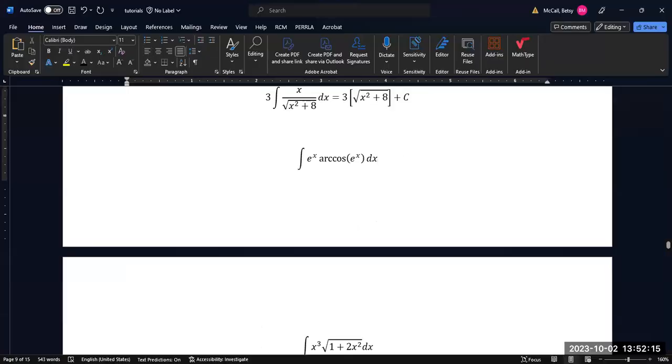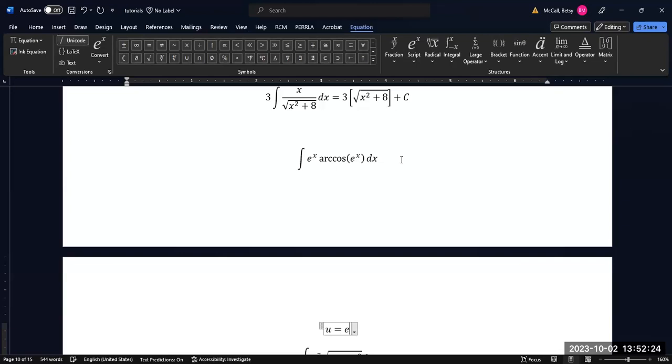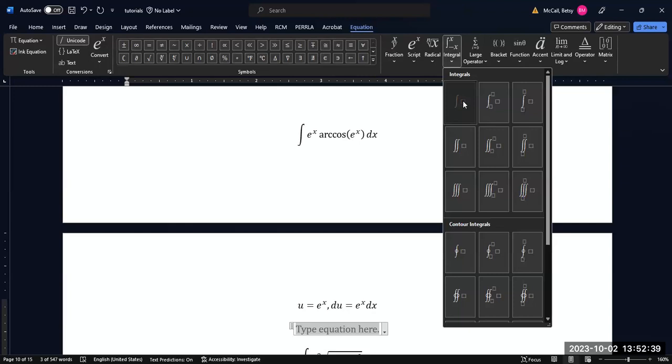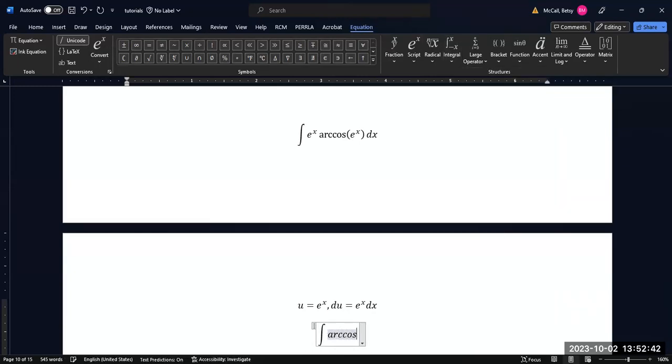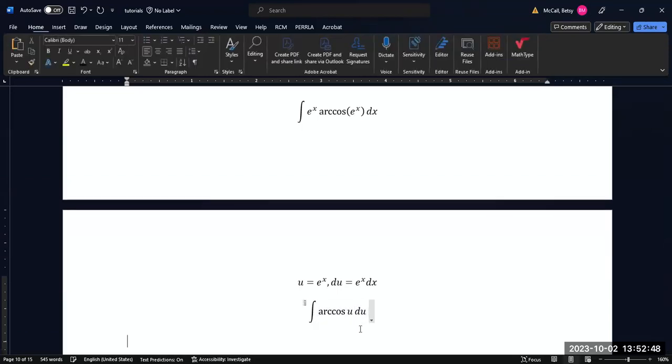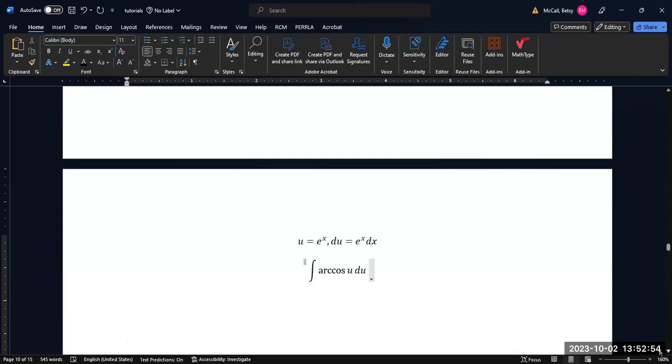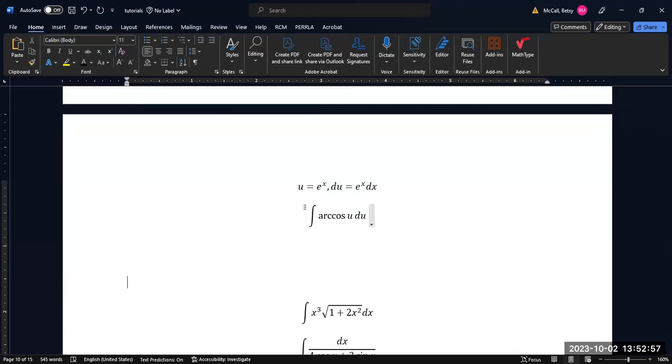So the substitution that we would most likely want to do here would be u equals e to the x, and then du is equal to also e to the x dx. And that is going to rewrite our integral as just arc cosine of u. Now, if we were to do this by hand, we would need integration by parts. That's how we would proceed for this problem.